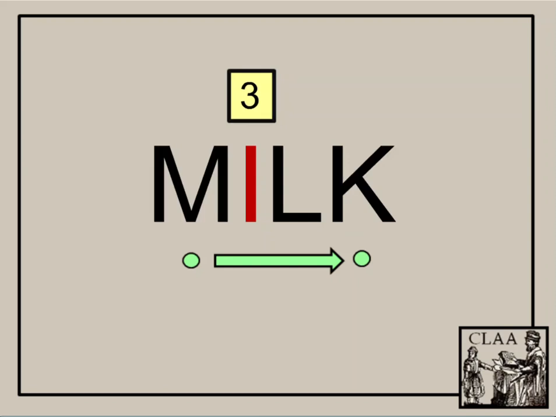Look carefully at this English word. What do you notice about the letter I? You should notice that it's followed by more than one consonant. If the letter I is followed by more than one consonant, we read it with the sound I, I. Let's read this word together. Milk, milk.